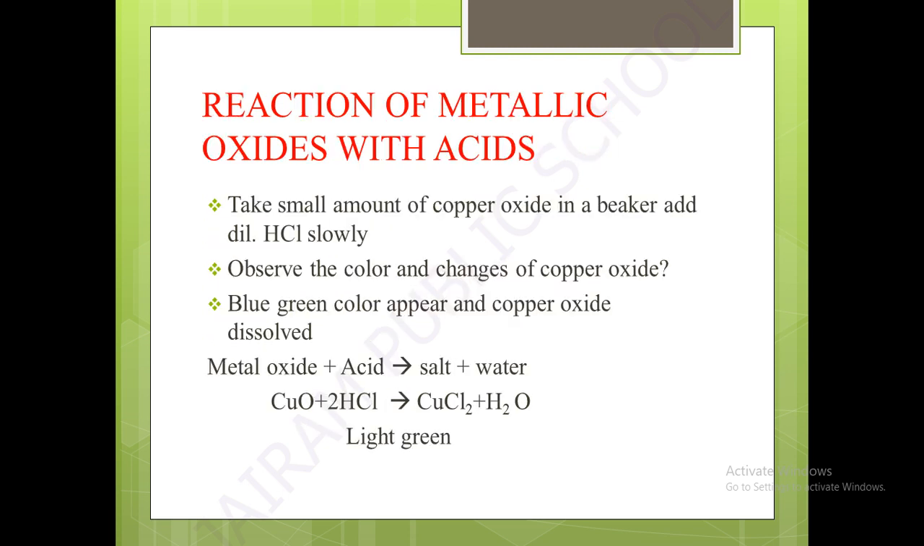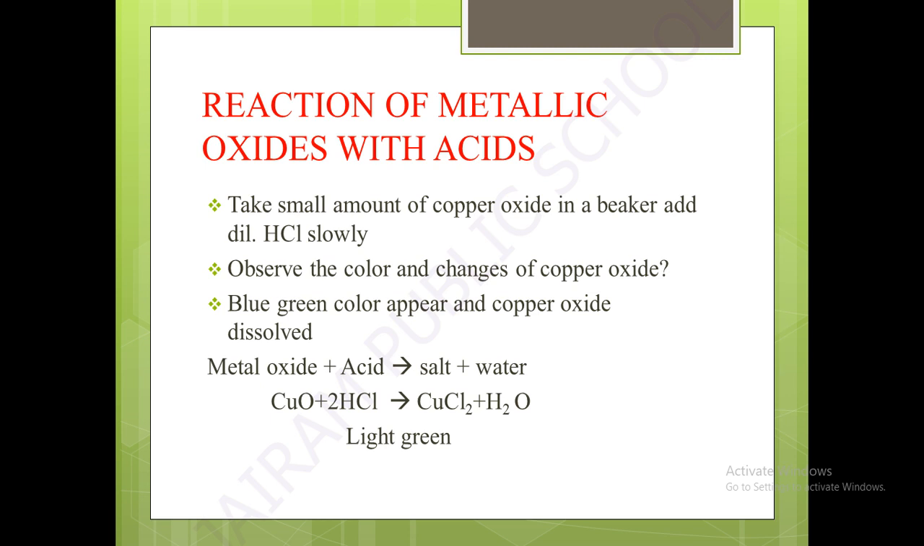And the next topic we are going to see is reactions of metallic oxides with acids. Here I am going to tell what the reaction of metallic oxides with acids is. We can write the general equation: metal oxide when it reacts with acid, salt and water will be produced. Here, in a small beaker we can take copper oxide. The formula of copper oxide is CuO, and we slowly add HCl to it. As I told in our general equation, we add acid to the metal oxide. The acid I am taking is hydrochloric acid.